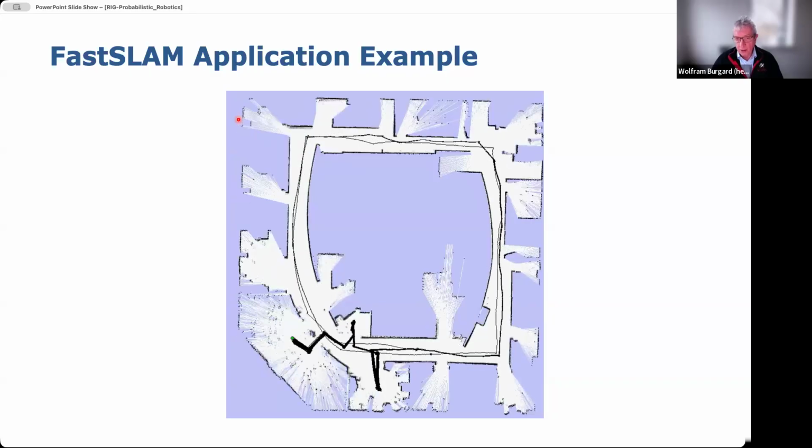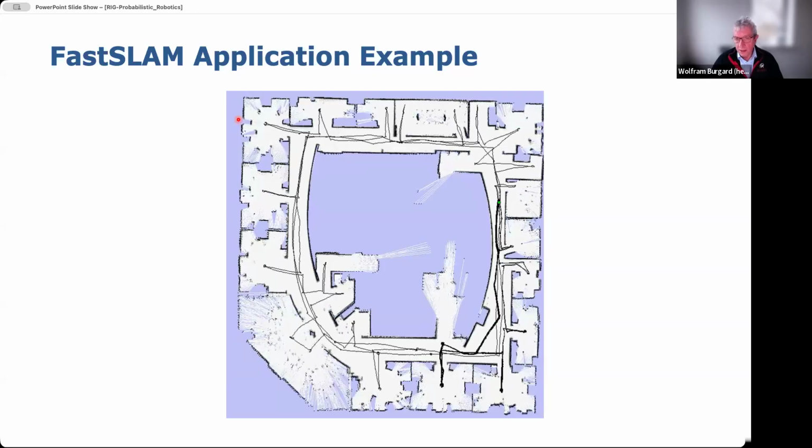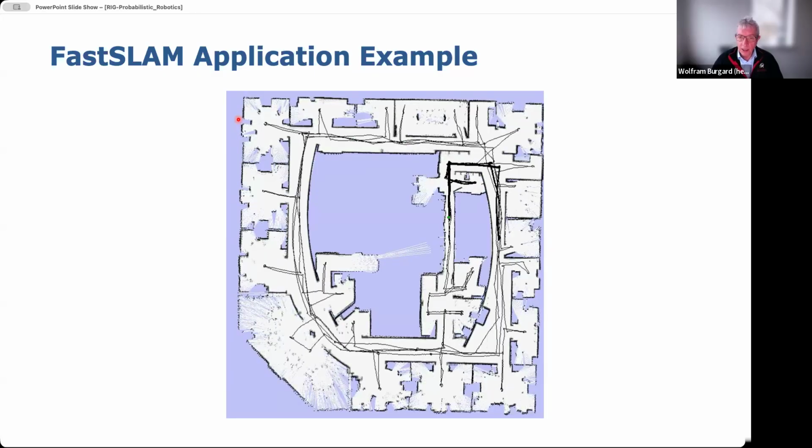This is an example where you can see the former Intel lab being mapped with a robot. What the system does is recover the pose of the vehicle in this environment, and from that you can render the underlying map. This has been very efficient, and the advantage of this approach is that it works in an online fashion: you can run it while the robot is moving, and you do not need to record all the data and then construct the map retrospectively.